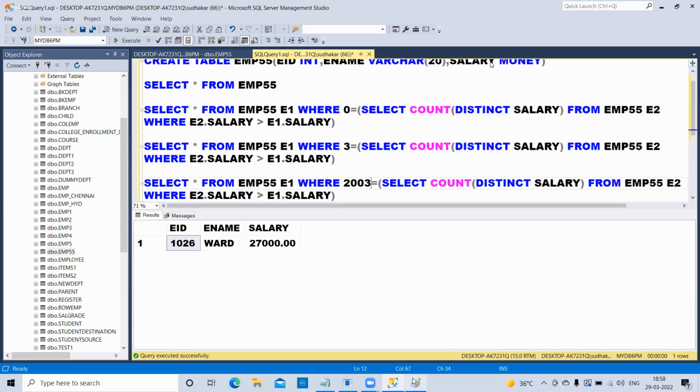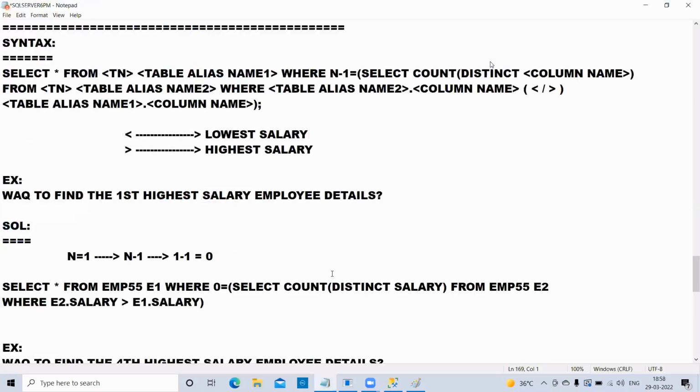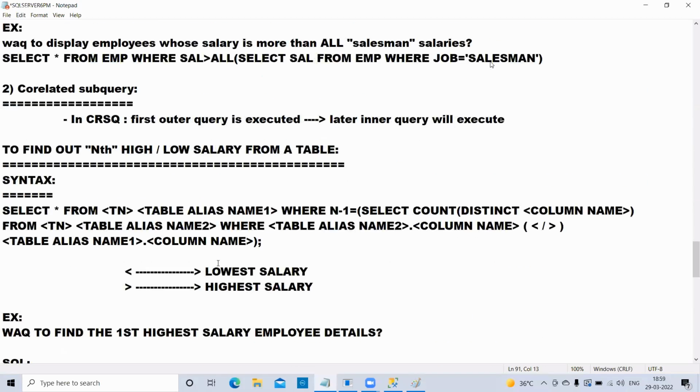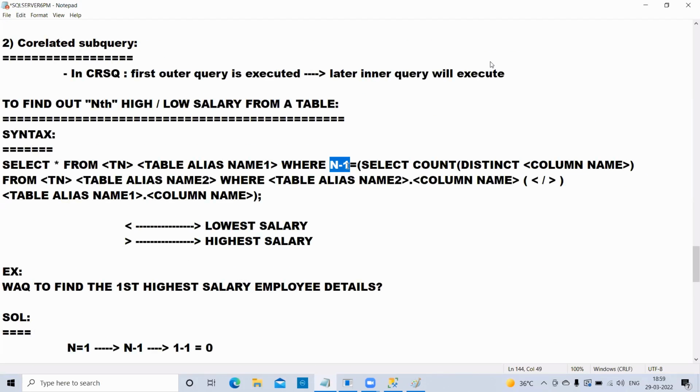But previously in your non-correlated subqueries, you can see what happened. First highest means 2 queries were written. Second highest means 3 queries. Third highest means 4 queries. 50 means 51 queries were written. 150 means 151 queries were written. But here, with only the formula n minus 1, you can find any nth position. Understand now? So this is the correlated subquery statement.